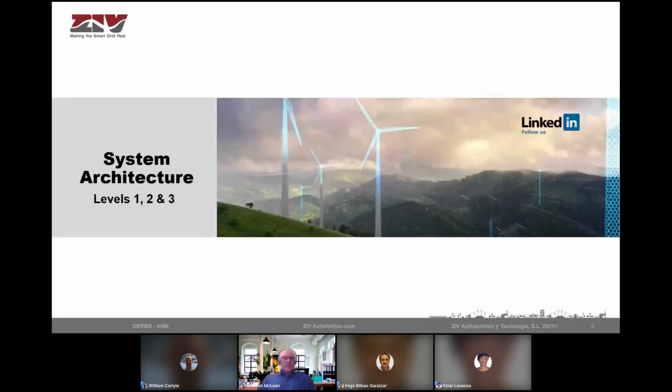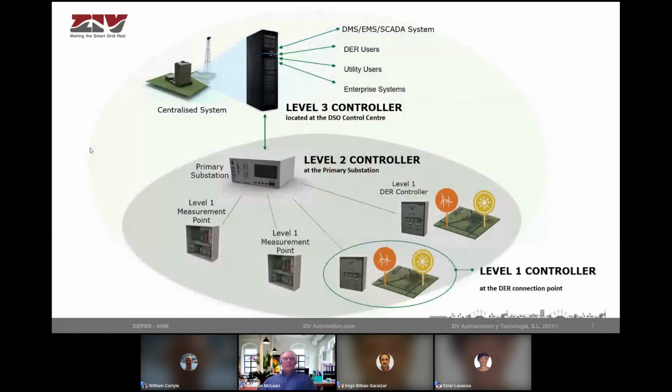So I thought, now that I've explained some of the issues that we've got, it'll be interesting to know what the system architecture looks like, how an ANM system is structured to be able to deal with all these different requirements. So what I've drawn here is an indication of the way in which the ZRV ANM system is structured. In order to simplify the explanation, we've divided it into level 1, level 2, level 3. But these are just our allocations, just to be able to identify which functionalities are located with which level.